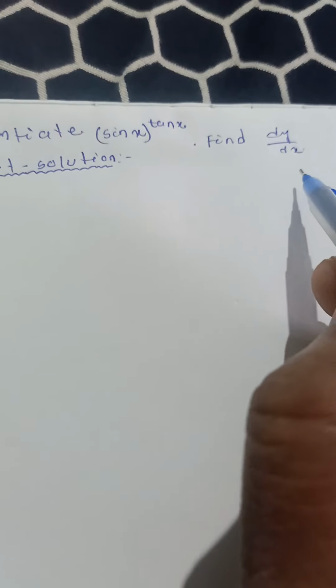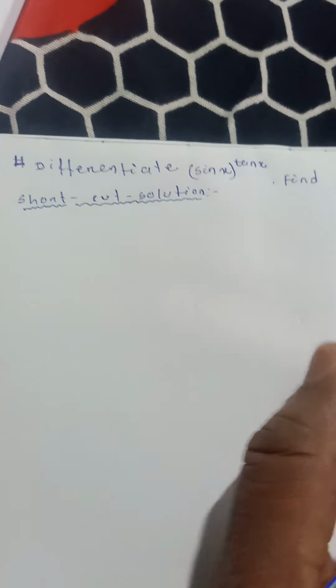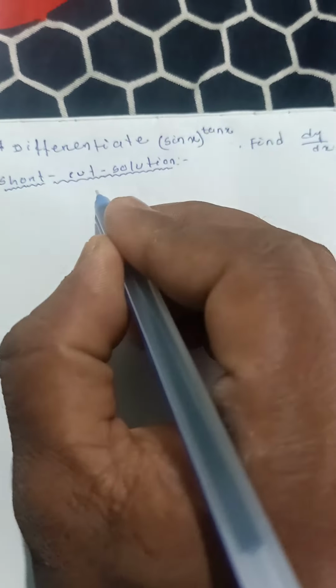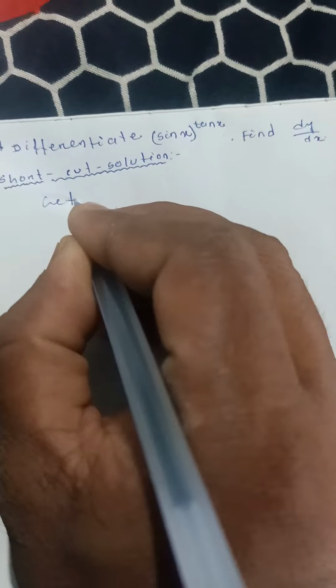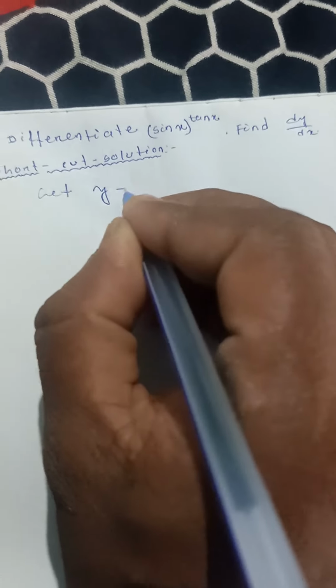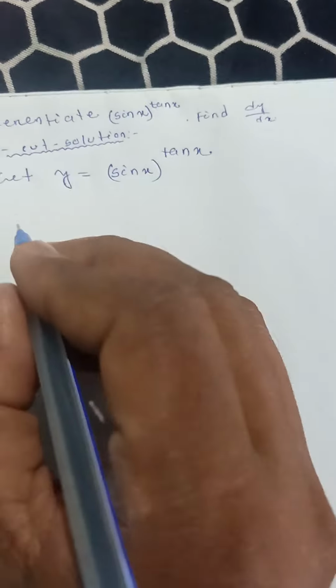Differentiate sin x to the power tan x, find dy by dx. Okay, so let y equal to sin x to the power tan x.